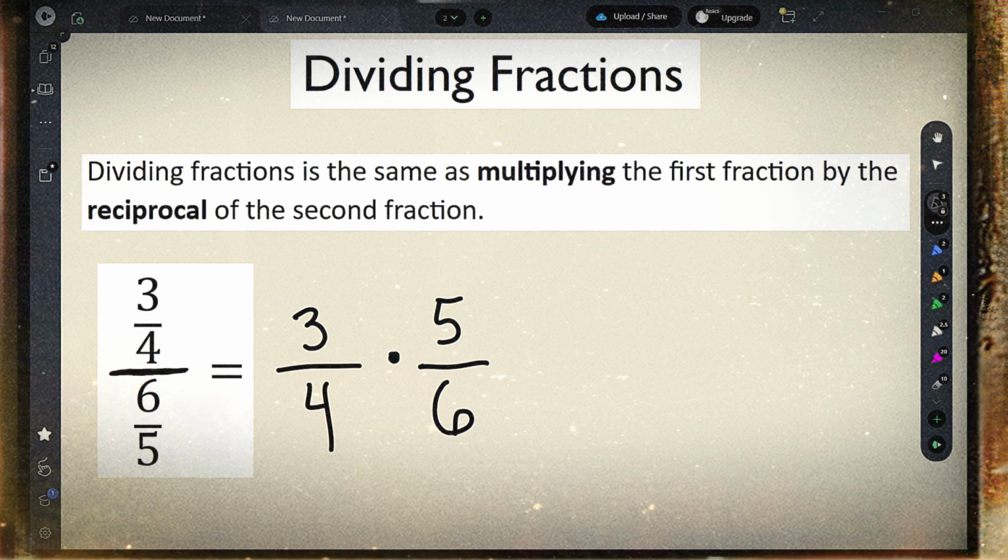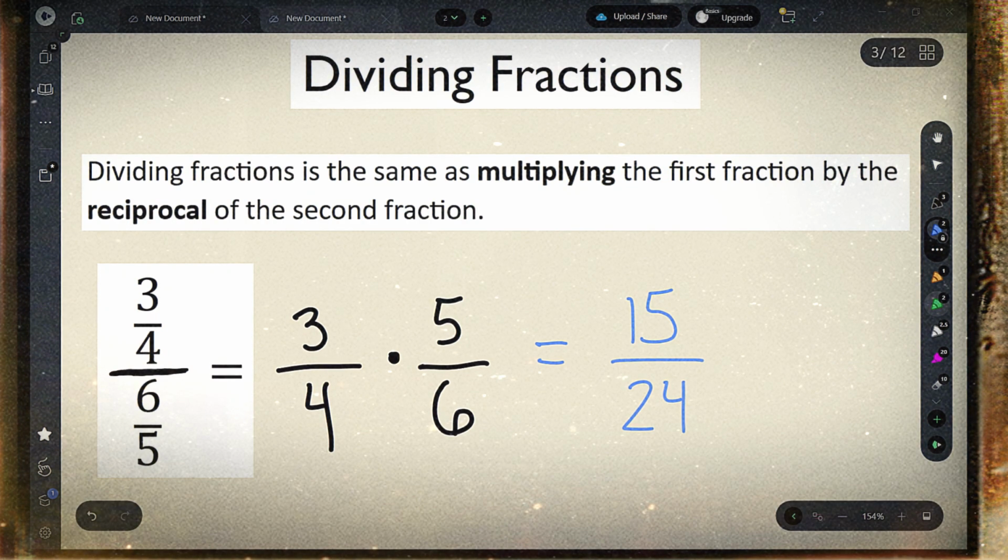We can multiply. Remember, we can multiply first, or we can simplify first. I'm going to multiply first. So I'm going to multiply straight across the top. 3 times 5 is a 15. Multiply straight across the bottom. 4 times 6 is a 24. There's our answer.